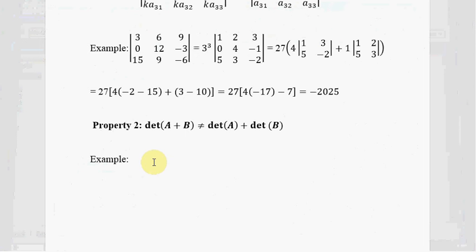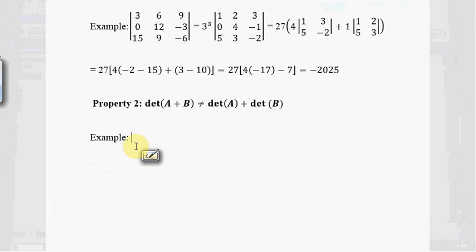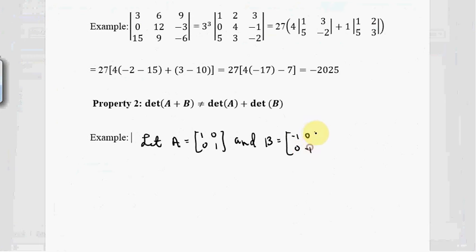Okay. So let me show you an example of the reason why this statement is true, and the reason why you don't get equality. So here, let A equal this matrix and B equal 2. You can pick whatever examples you want to make it work. You're just showing a counterexample.